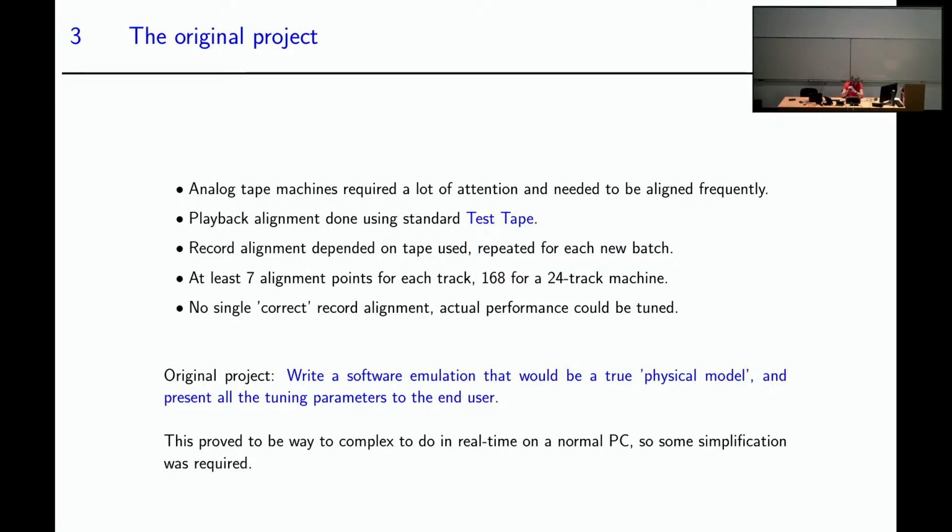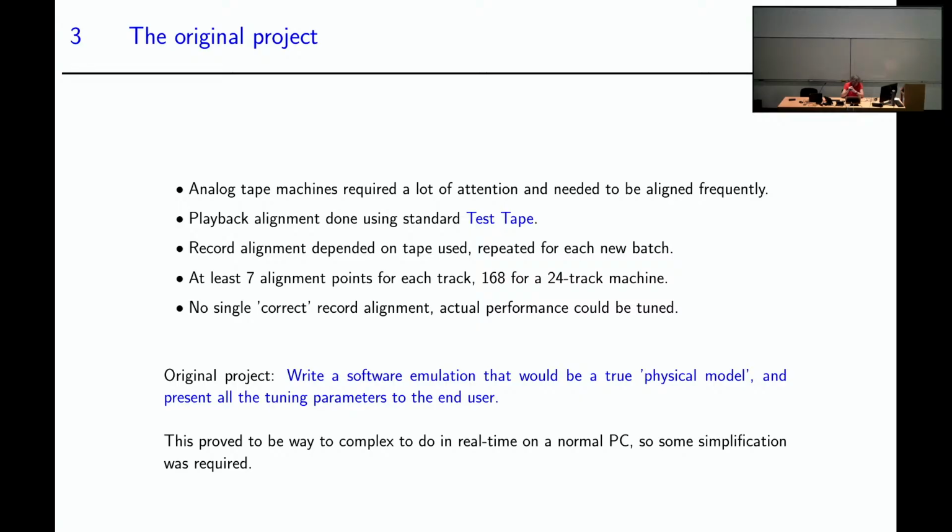And also there was no single correct alignment, so you could actually tune the performance. You could make a trade-off between maximum level signal-to-noise ratio, better frequency response, and so on and so on.